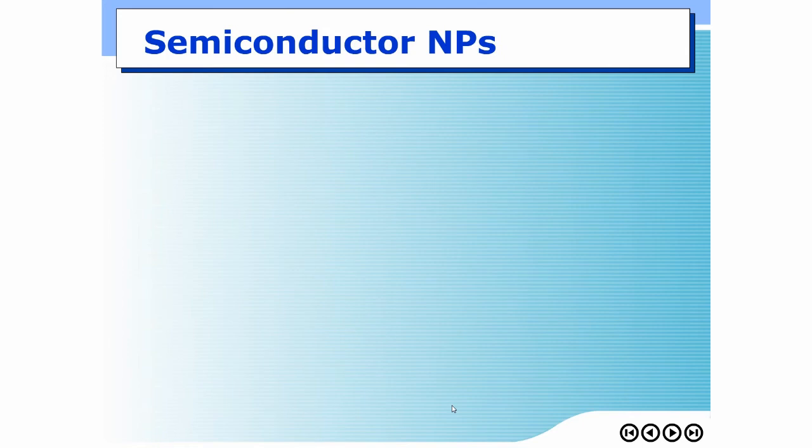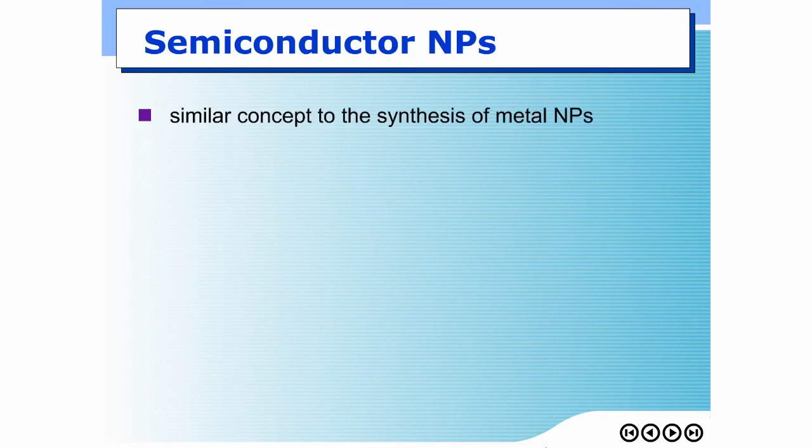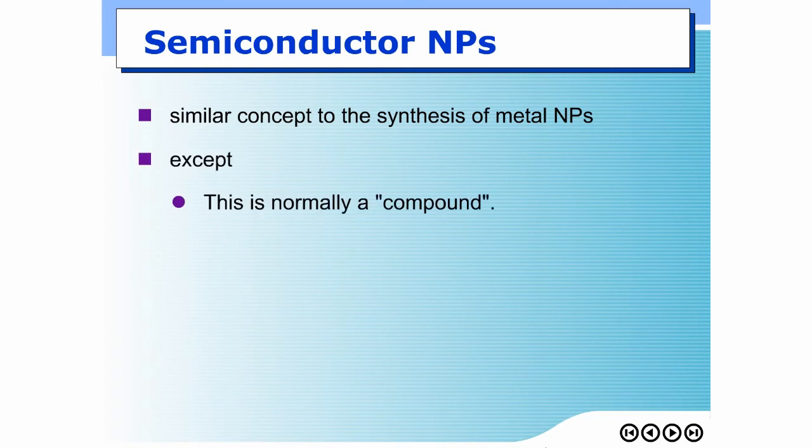The second example that I would like to show you is the synthesis of semiconductor nanoparticles. The reason that I use semiconductor nanoparticles is that the concept is the same, but there's a little bit more complication. Okay, first of all, because this is a compound, the elemental composition of this particle is no longer one single element. So that means we need more than one precursor. That would add some complication in the reaction.